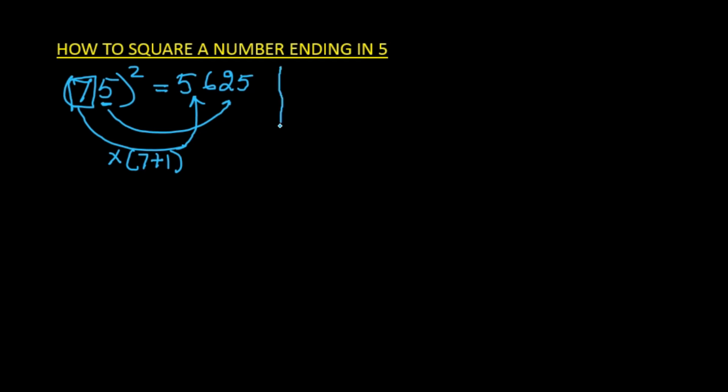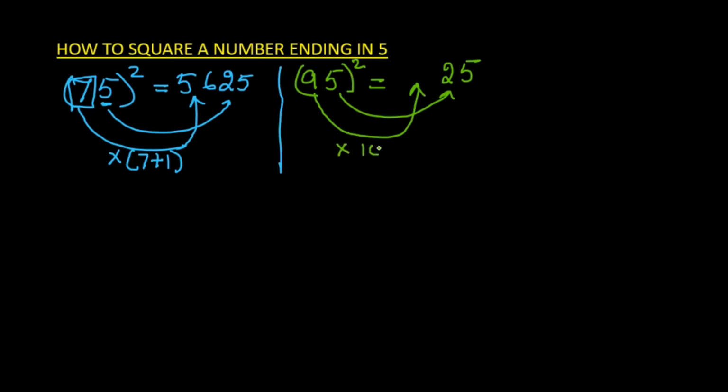Let us do one more question. Say 95 square. So this 5 yields us 25 in the product. 9 will be multiplied by 1 more than 9, which is 10. So 9 into 10 gives 90. And the square of 95 is 9025.